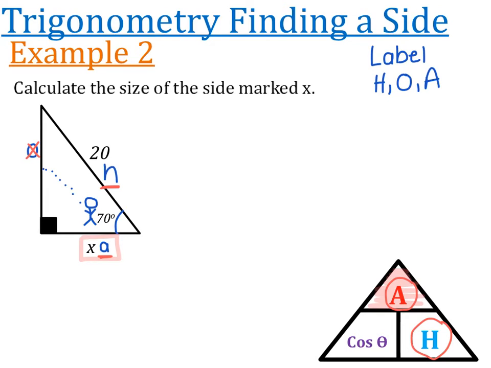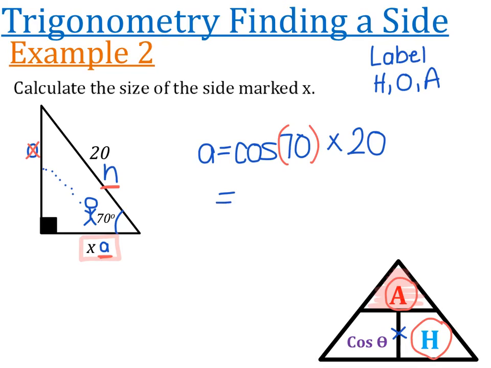And if I cover up the letter A in the bottom triangle, I can see that I have cosine times by hypotenuse. So the adjacent side is going to be cosine 70 degrees, and don't forget to put in your brackets, times by 20. All right, so grab your calculator and try that out. Cosine 70, close bracket, times by 20. And this time my calculator says it's 6.8. There's lots more decimals, but 6.8 is absolutely fine.